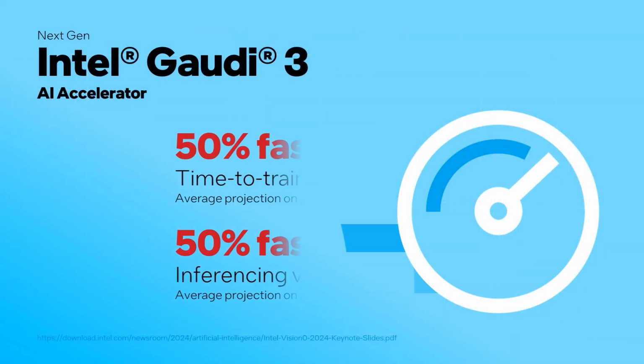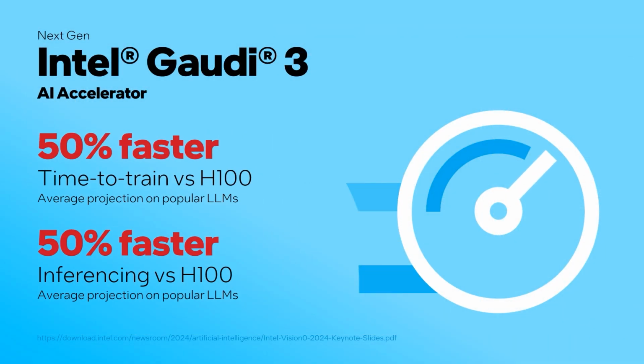Intel Gaudi 3 is a cost-effective solution for inferencing both small and large AI models. This video is a proof of concept showing an Intel Gaudi 3 working in a Red Hat OpenShift environment.